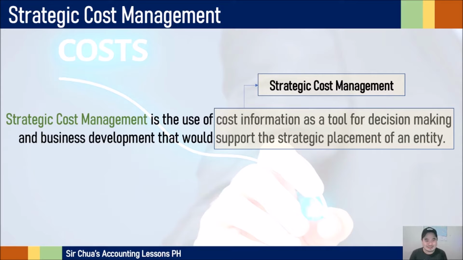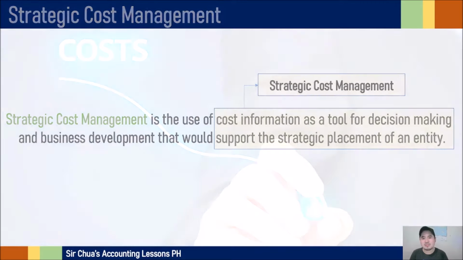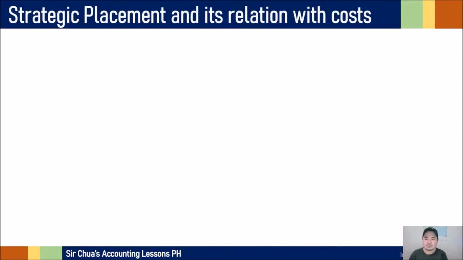Okay? So, ganun po yun. Yun po yung strategic cost management. We are very concerned with the strategic placement of the entity. Now, let's talk about that strategic placement for you to understand it further. Strategic placement and its relation with cost. There is a subject called strategic management that teaches you management perspectives with the application of strategy. Kumbaga, in order for an entity to have a competitive advantage in the market, what are the strategies that they should apply? I'll give you two examples today.